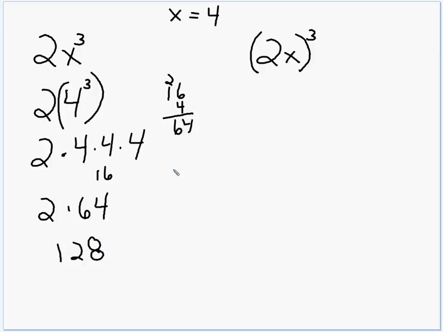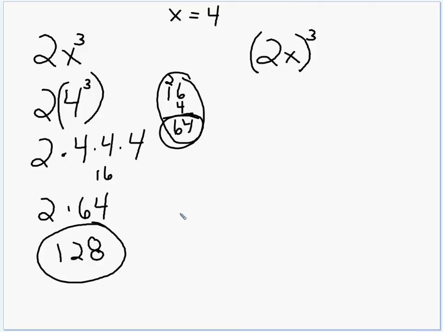Now, one thing people forget is they get over here and do this math, write the answer as 64, and forget about the 2. Go back and look at your problem. Make sure that you used all the numbers you had to use to simplify. So that one's 128.